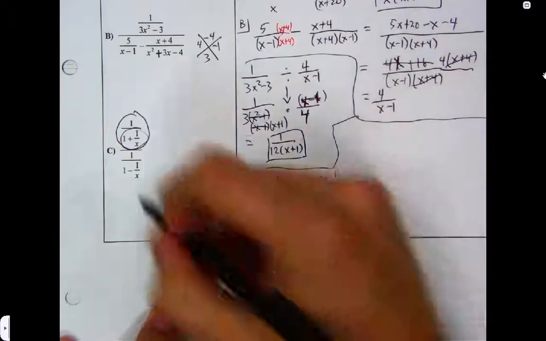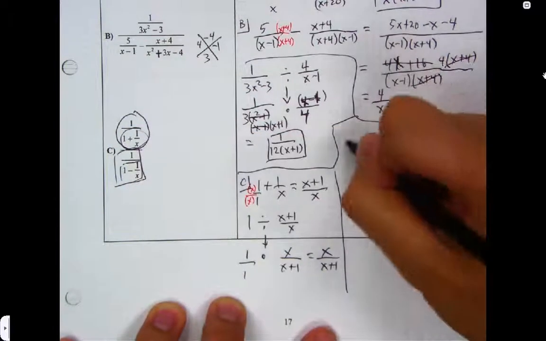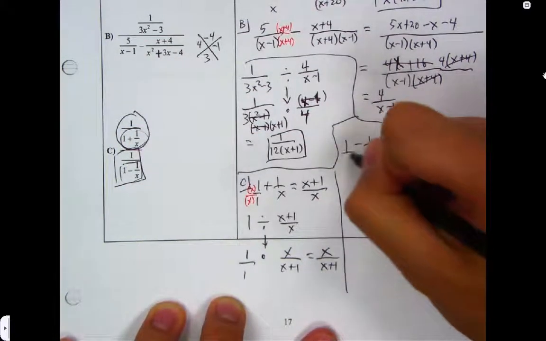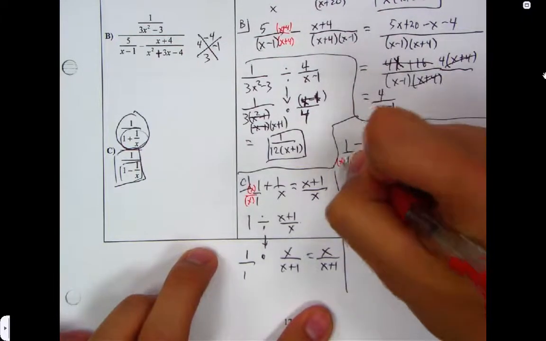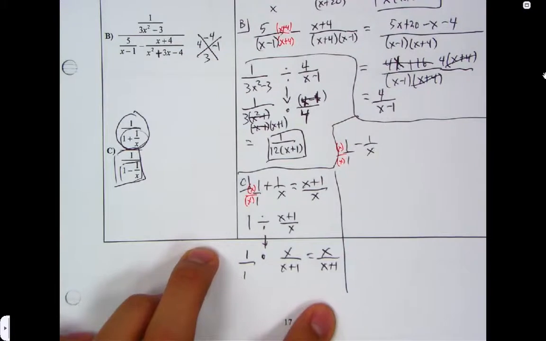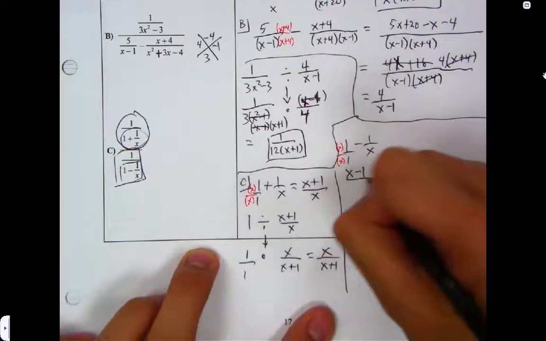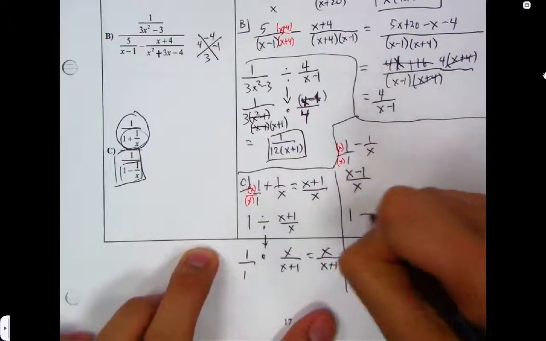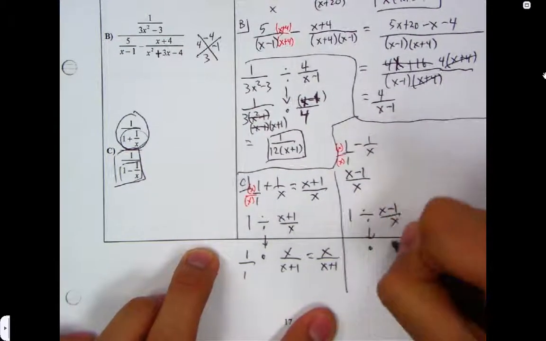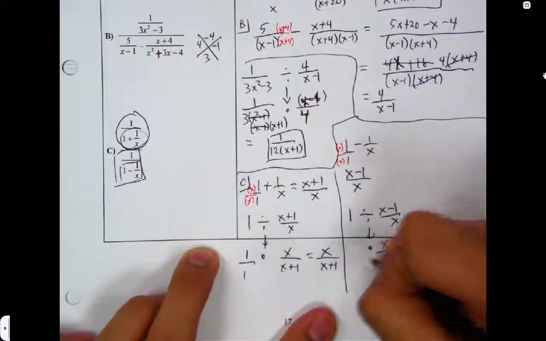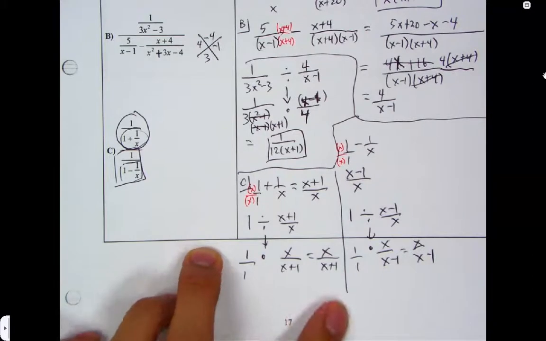Now I'm going to work with the bottom. Start with the bottom section. 1 minus 1 over x, put a 1 under. Subtract means you need the same denominators to subtract fractions. So we're going to add an x. So that's going to be x minus 1 over x. And it's going to be 1 divided by x minus 1 over x, which means multiply by the reciprocal, which is x over x minus 1. So that's what we have on bottom.